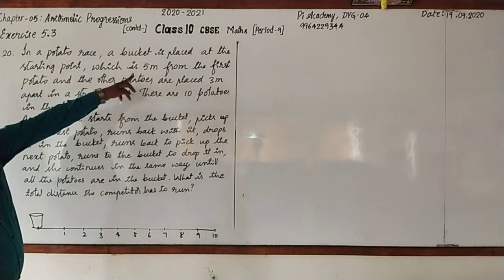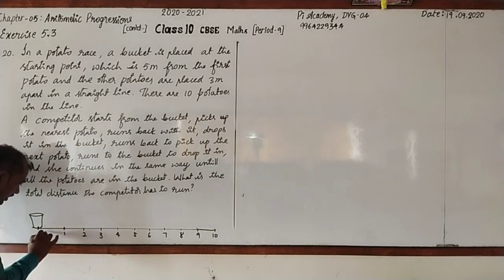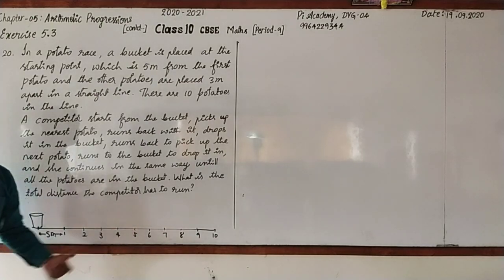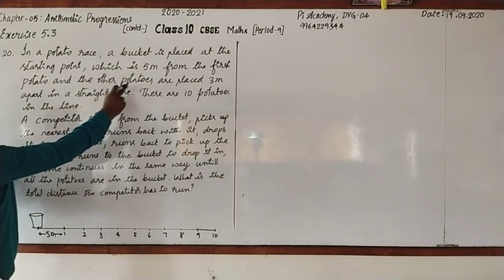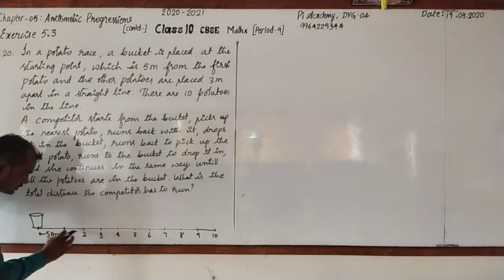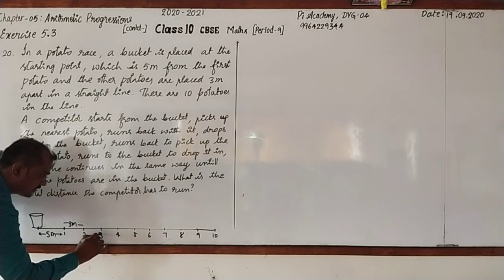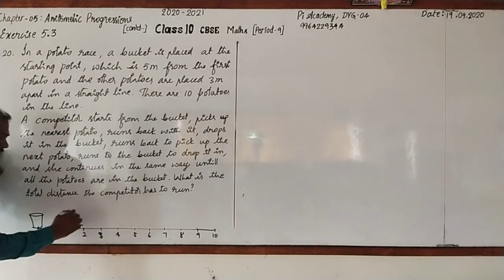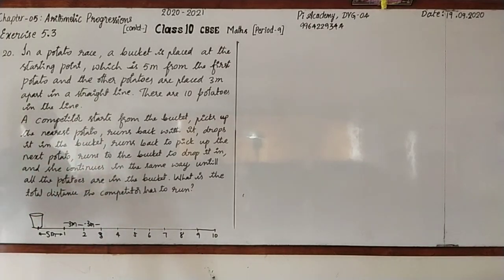The first potato is 5 meters from this bucket. Look here, I'll write the distance: 5 meters from here to here. From there after, each potato is at a distance of 3 meters. See that? The other potatoes are placed 3 meters apart in a straight line. From first to second, 3 meters. Second potato to third potato, again 3 meters. And so on, same distance.